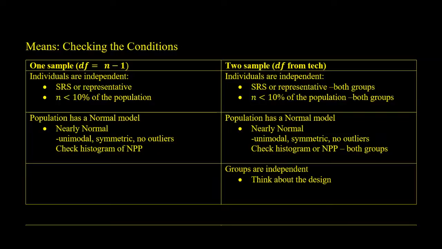for both groups. To verify that the population has a normal model, we check the nearly normal condition as well. We check this for both groups. We want to make sure they're unimodal, symmetric, and with no outliers. We check the histogram or normal probability plot for each group individually.